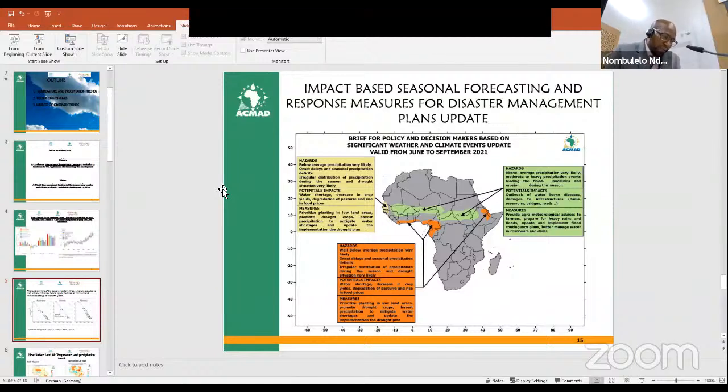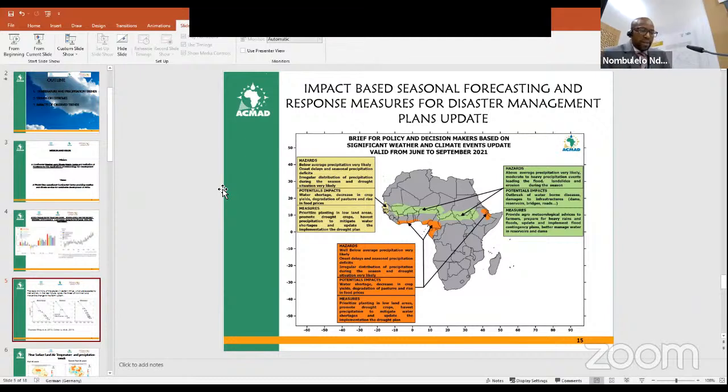On orange, we identify hazards that were below average precipitation very likely, onset delay and seasonal precipitation deficit, irregular distribution of precipitation during the season, and the drought situation very likely. On potential impact, we identify water shortage, decrease in crop yield, degradation of pasture, and the rise in food price. The measures we propose are prioritize planting in lowland areas, promote drought crops, harvest precipitation to mitigate water shortage, and update implementation of drought plan.